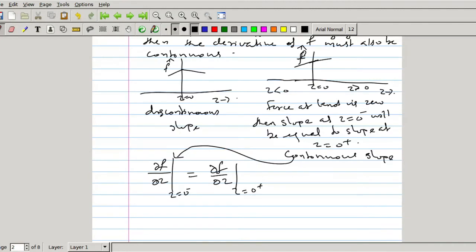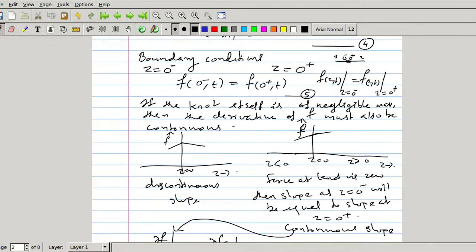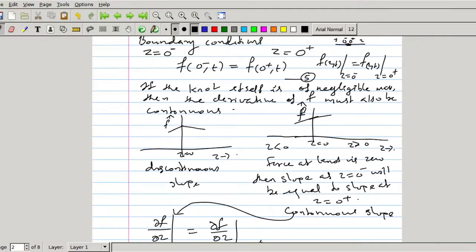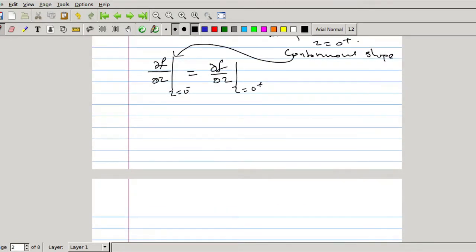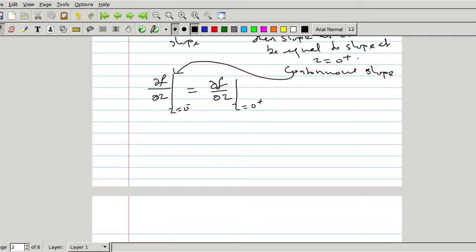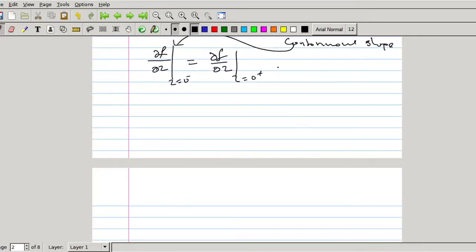So one boundary condition is given by equation 5, that the function f should be continuous. The second boundary condition is that its derivative with respect to z should be continuous at the boundary, or dou f by dou z at z equal to 0 minus is the same as dou f by dou z at z equal to 0 plus. So this is equation number 6.